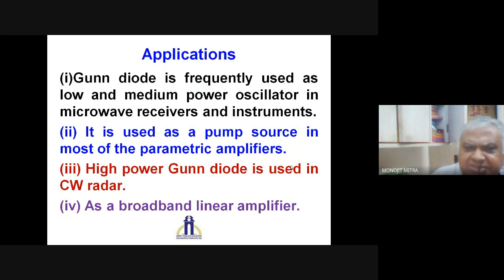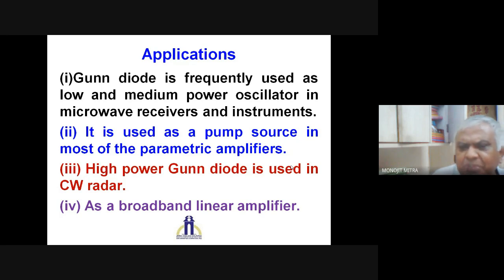Now, applications of the Gunn diode. The Gunn diode is frequently used as a low and medium power source, because generally these diodes are used for generation of high frequency oscillation. High frequency means microwave, gigahertz range oscillation. It is not your normal low frequency oscillator which you read in analog electronics, like Colpitts, Hartley, Wien bridge, or phase shift. There are a lot of crystal oscillators, but they are low frequency. Here they are high frequency and produce oscillation in the gigahertz or microwave range.